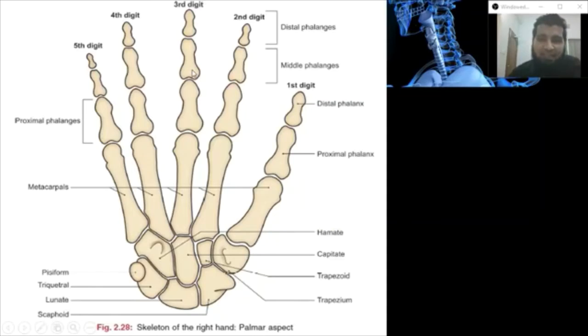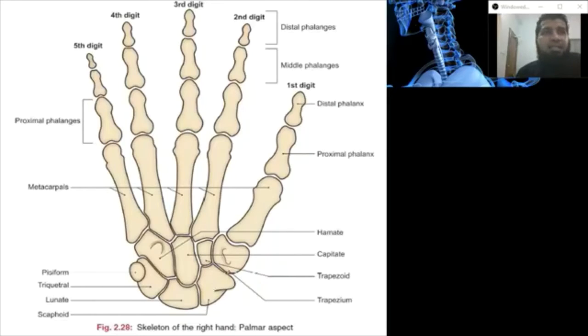So these are the phalanges. Phalanges are also miniature long bones. There are 14 phalanges in the hand. There is a proximal phalanx, a middle phalanx and a distal phalanx in the 4 fingers except the thumb. So you will be asked about the joints of the hand. I will discuss the joints later on.